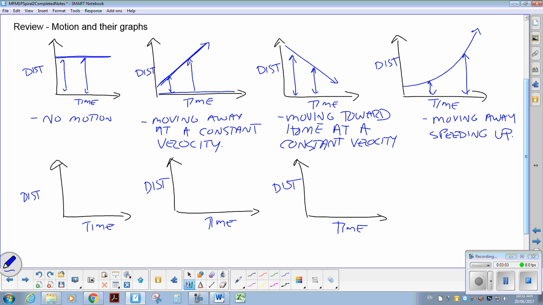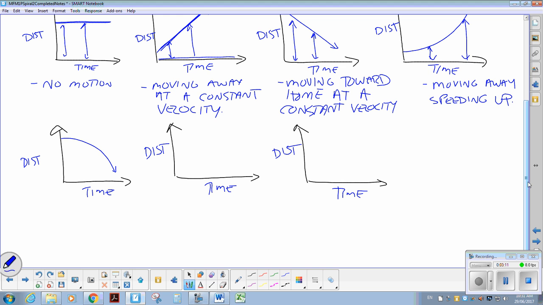So your other graph would look like this. And in this particular one, it curves down. So in each case, your distance is decreasing. So you're moving toward, call it home, and speeding up. So that means that you started out slow. Now you're running faster and faster as you get toward home.